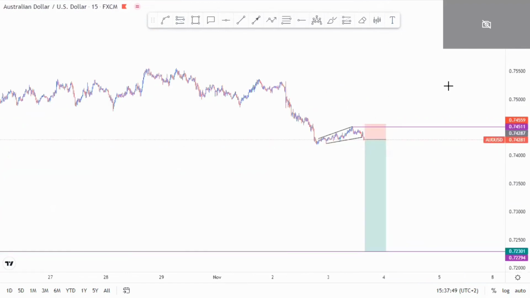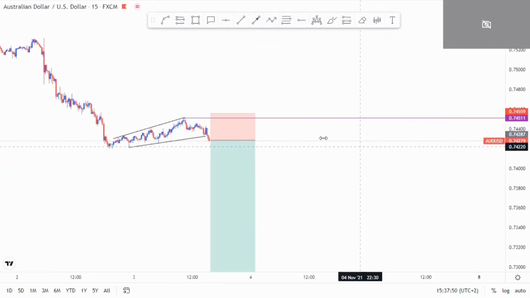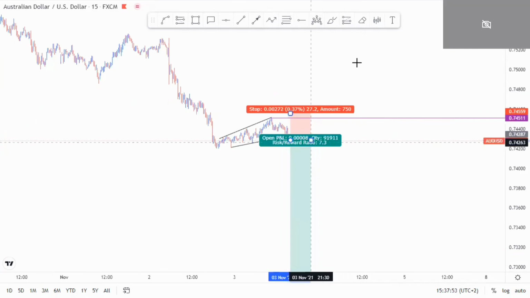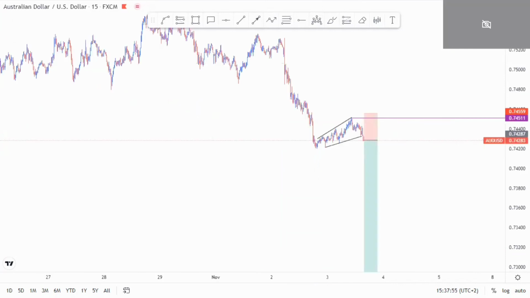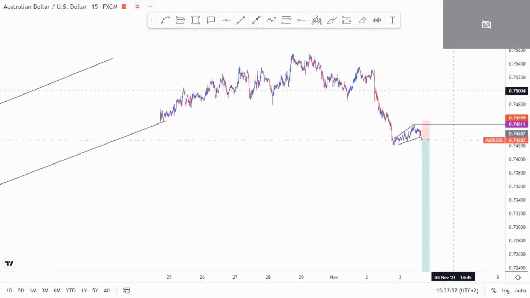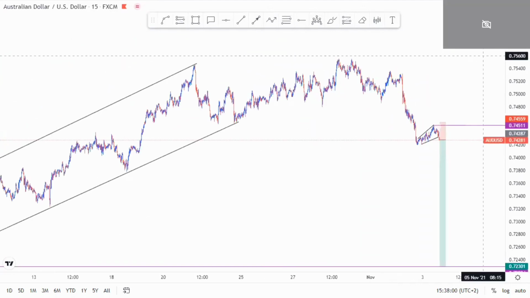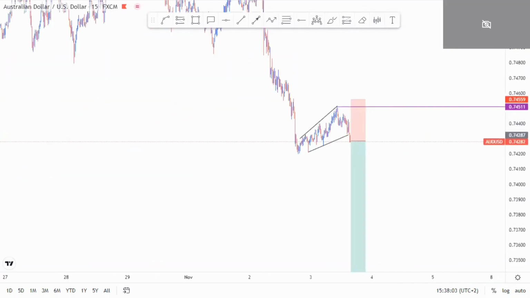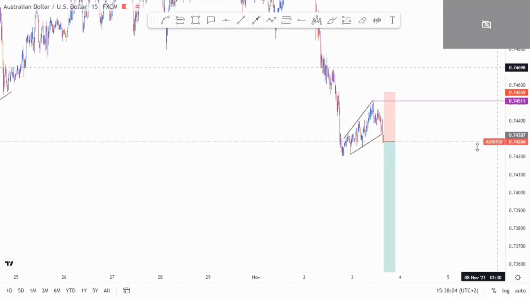Yeah, so guys, this is what I expect on this pair. As you guys can see, I'm bearish on this pair, and I hope you guys did enjoy the video. As you guys can see, this is so simple, easy, no complications, no indicators, just simple price action.